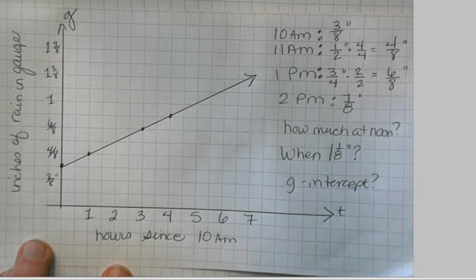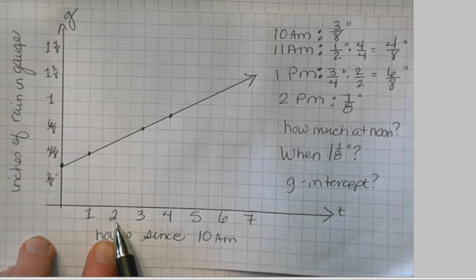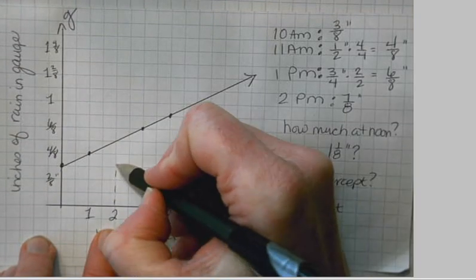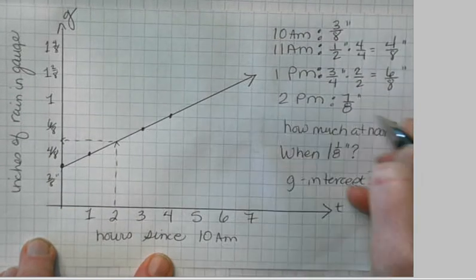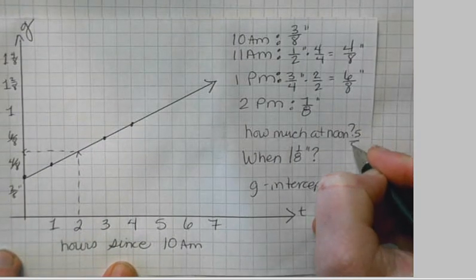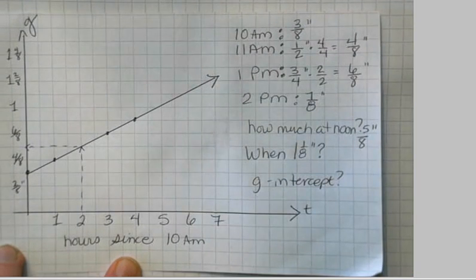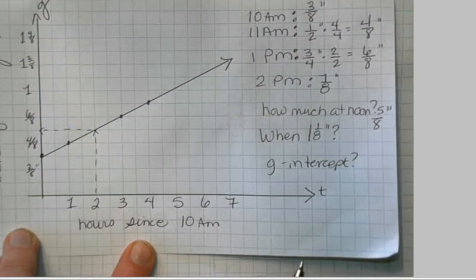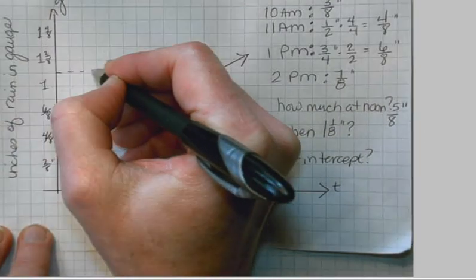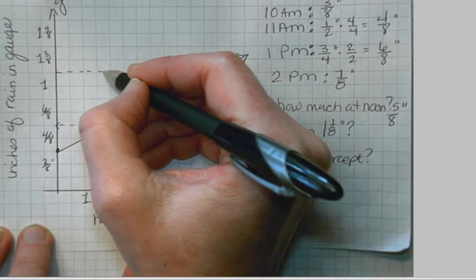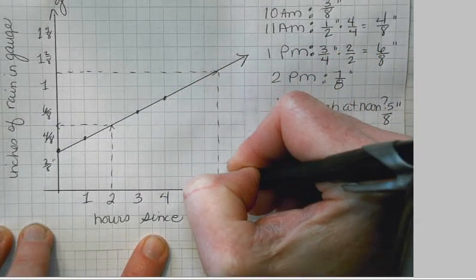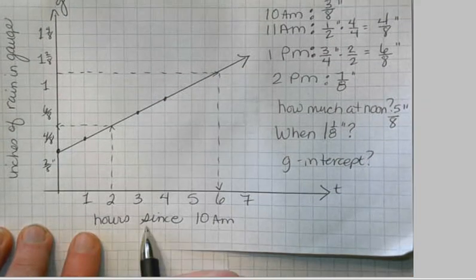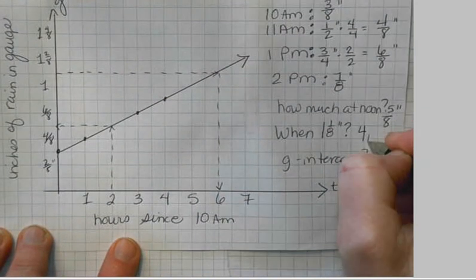So the first question is, how much rain would we expect would have fallen at noon? Well, noon is 2 hours since 10 a.m. So if we follow that information up to our graph and then cut over here, we can see that's going to correspond to 5/8 of an inch. So we'll put that information here: 5/8 of an inch had fallen at noon. When would we expect that 1 1/8 inch had fallen? Well, 1 1/8 is up here between 1 and 1 2/8. So we'll see where that hits our graph. It hits it right there. We come straight down, and we see that that's at 6 hours since 10 a.m., so that would be at 4 p.m.